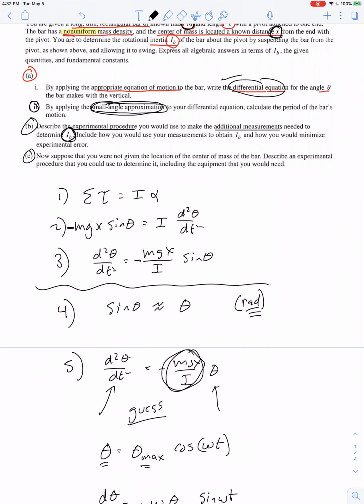Part C: suppose that we weren't given the location of the center of mass. So this is no longer a question about simple harmonic motion. I think this AP problem up to Part B challenges your understanding of simple harmonic motion and the behavior of the physical pendulum. Part C is about methods for finding center of mass. So describe an experimental procedure that you could use to figure out the center of mass if you didn't already know it.